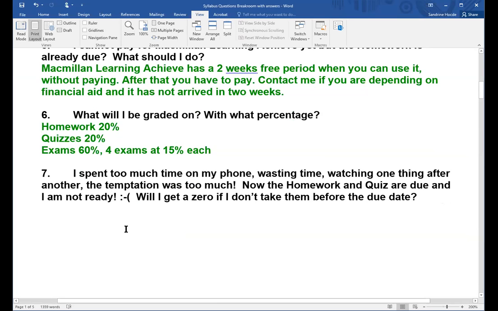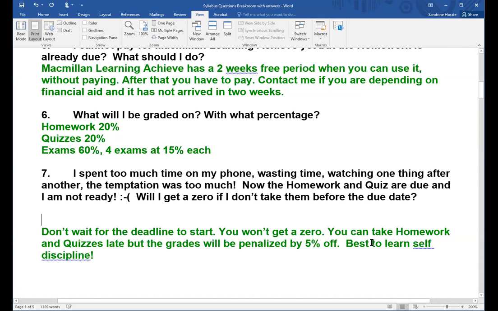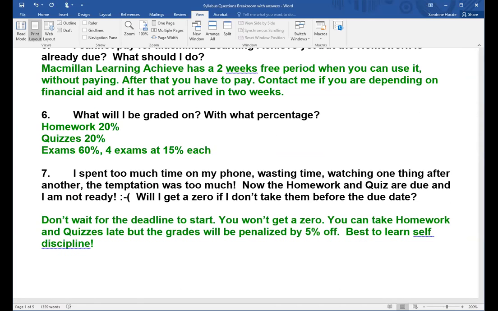Question 7, I spend too much time on my phone, wasting time, watching one thing after another. The temptation was too much. Now the homework and quizzes are due and I'm not ready. Will I get a 0 if I don't take them before the due date? Well, no, I don't do that. I don't give zeros if you are late.